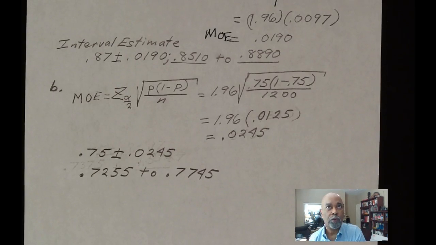Using the same process on the second part of the problem, the critical z-value is the same. What changes is the point estimate of the proportion. In this case, for 2008, we dropped down to an estimate of 0.75 in terms of the proportion of 19-year-olds who have driver's license. That gives us a margin of error of 0.0245. Adding and subtracting that to the 0.75 gives us the 0.7255 to 0.7745.